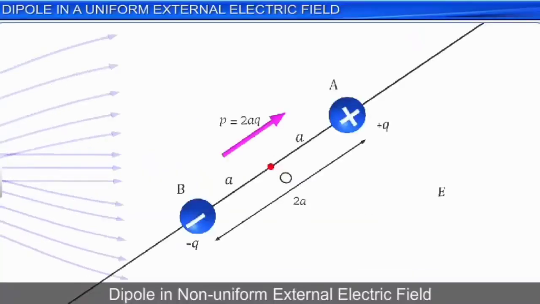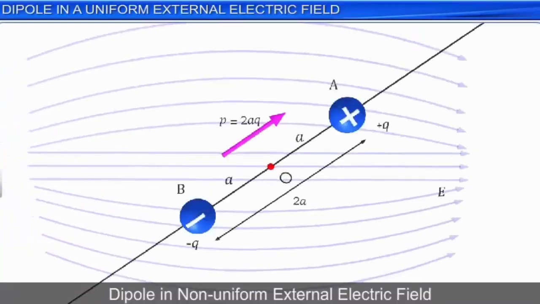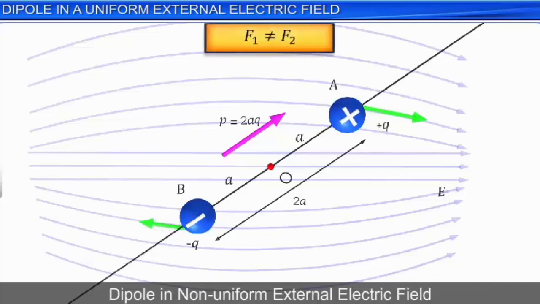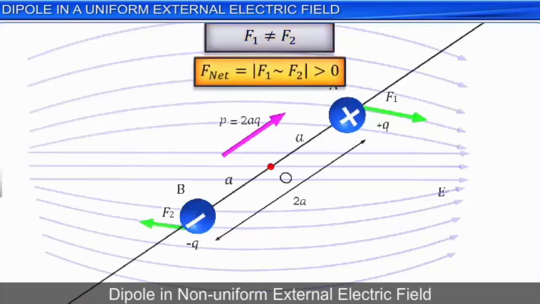But when it is placed in a non-uniform external electric field, then the charges +Q and -Q of the dipole do not experience equal and opposite forces. Each experiences a force of unequal magnitude, say F1 on +Q and F2 on -Q, in different directions depending on the direction of the electric field strength at their respective locations. Hence, there is a net force on the dipole.